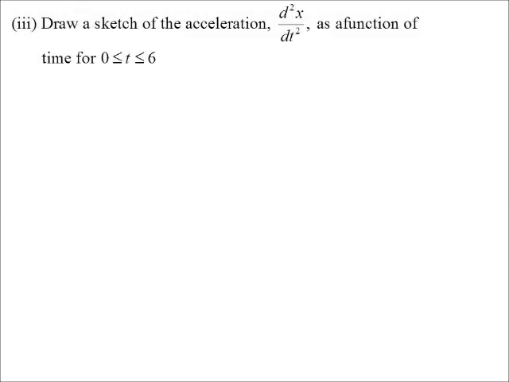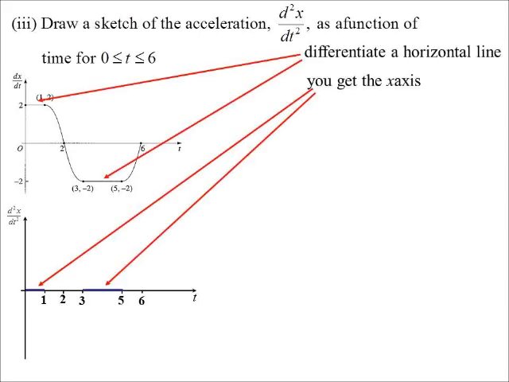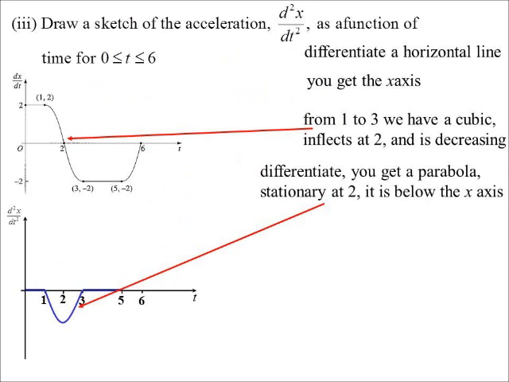Draw a sketch this time of the acceleration graph. There's the velocity graph. So again, I'll put underneath, I've labelled in the key points. So what do we know? When we differentiate horizontal lines, we get the x-axis, because we get 0 when you differentiate. So I know the graph is just going along the t-axis in this case, between 0 and 1 and 3 and 5. I'm assuming that's a cubic. Makes life easier. It's got that sort of cubic-y look. Yeah, let's just assume it's a cubic.